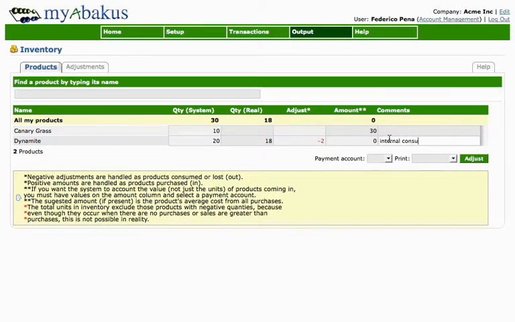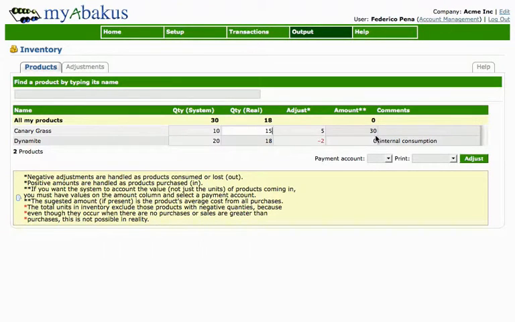Now suppose, in the opposite example, I have 15 units of canary grass in reality. We enter this value in the Quantity Real column, and the Adjust column shows, in this case, that to synchronize, I must do a 5 adjustment. In other words, add 5 units. What this adjustment proposes is to simulate a purchase of 5 units at a suggested price of 30, which is the average cost of canary grass in the system.